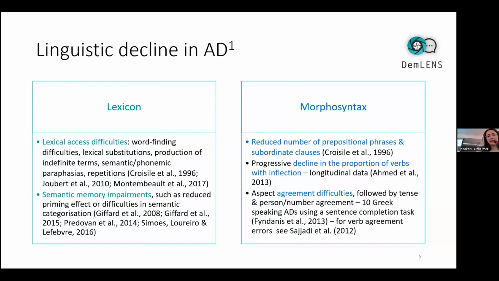How about the AD data? Well, it's no surprise that we have clear effects with regard to the lexicon. So lexical access difficulties as they manifest through lexical substitutions, use of indefinite terms, etc. And also a lot of semantic memory impairments, for example when we ask them to categorize, or use priming to test an effect of semantic categories. In morphosyntax, there is indeed some difference, and the preliminary research showed that we have to look towards structures and agreement difficulties maybe.